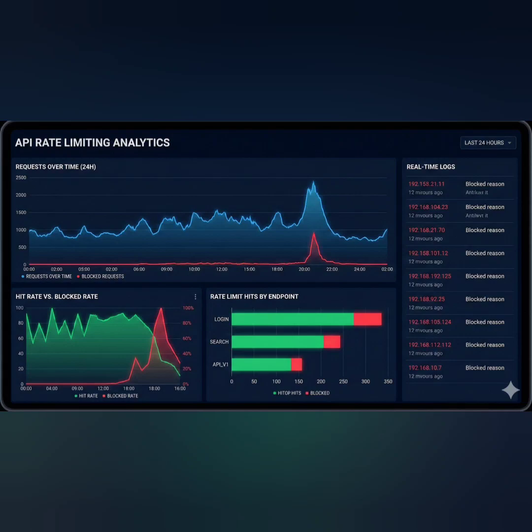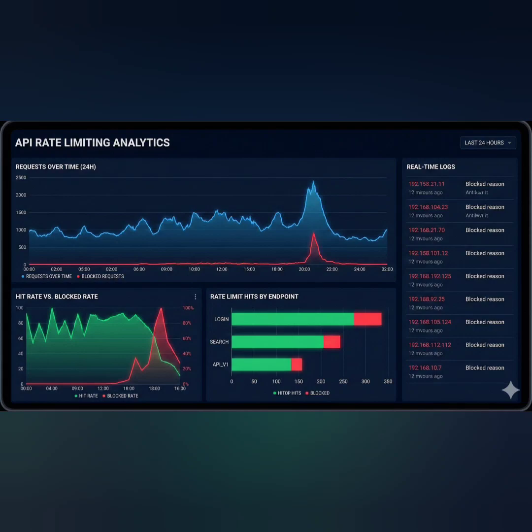And don't forget monitoring. Track your rate limit hit rates. If 30% of requests are getting blocked, your limits might be too aggressive. If you're never hitting limits, they might be too lenient or you're not under any real load yet.